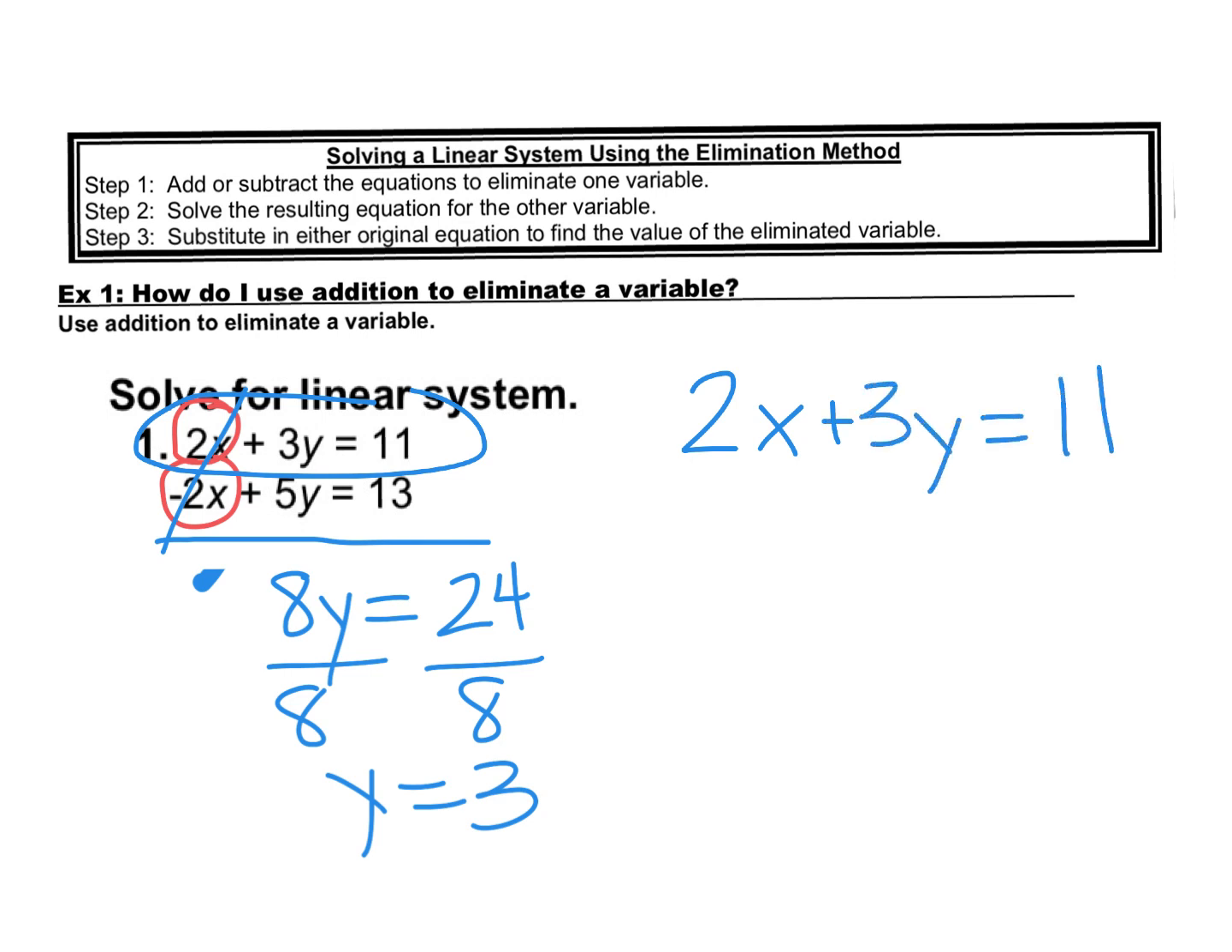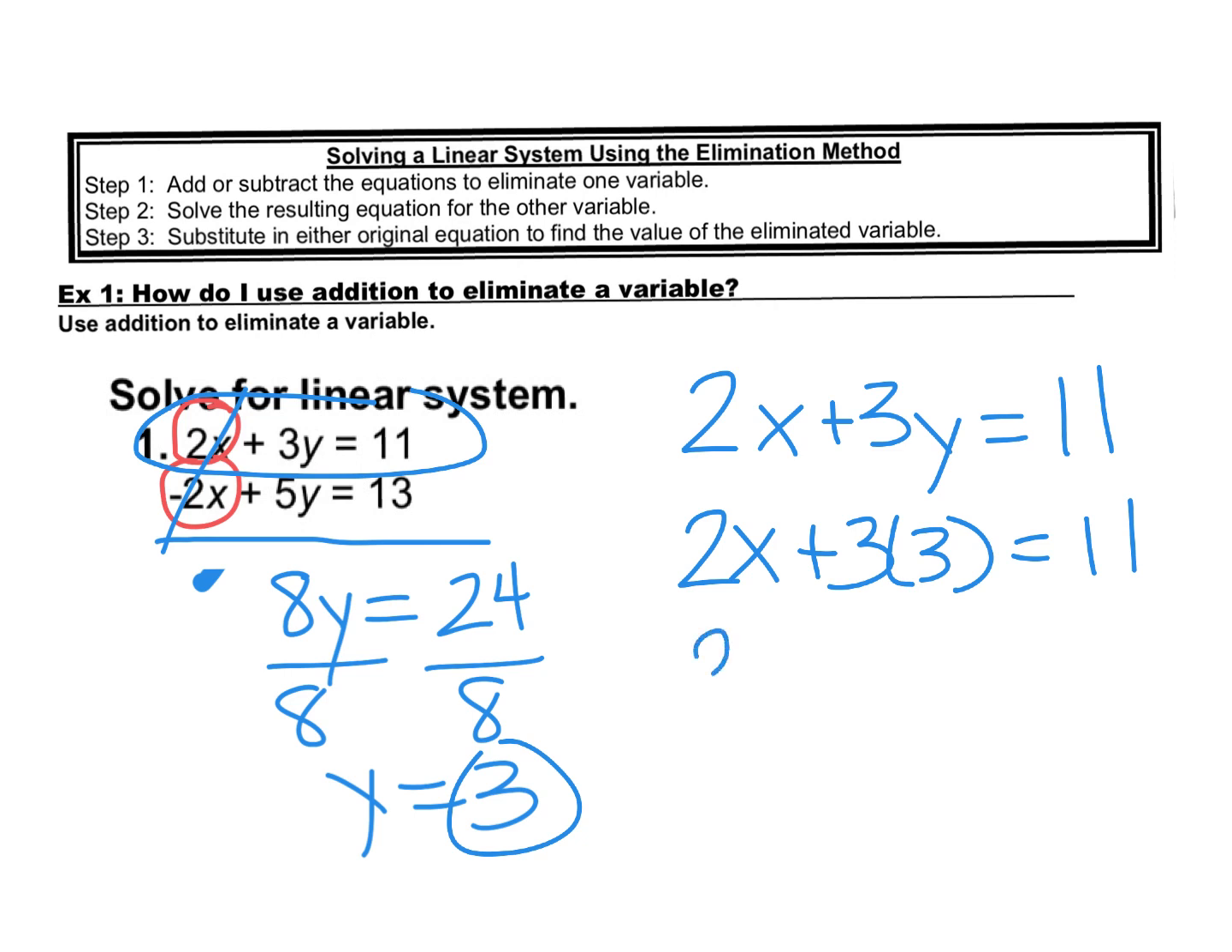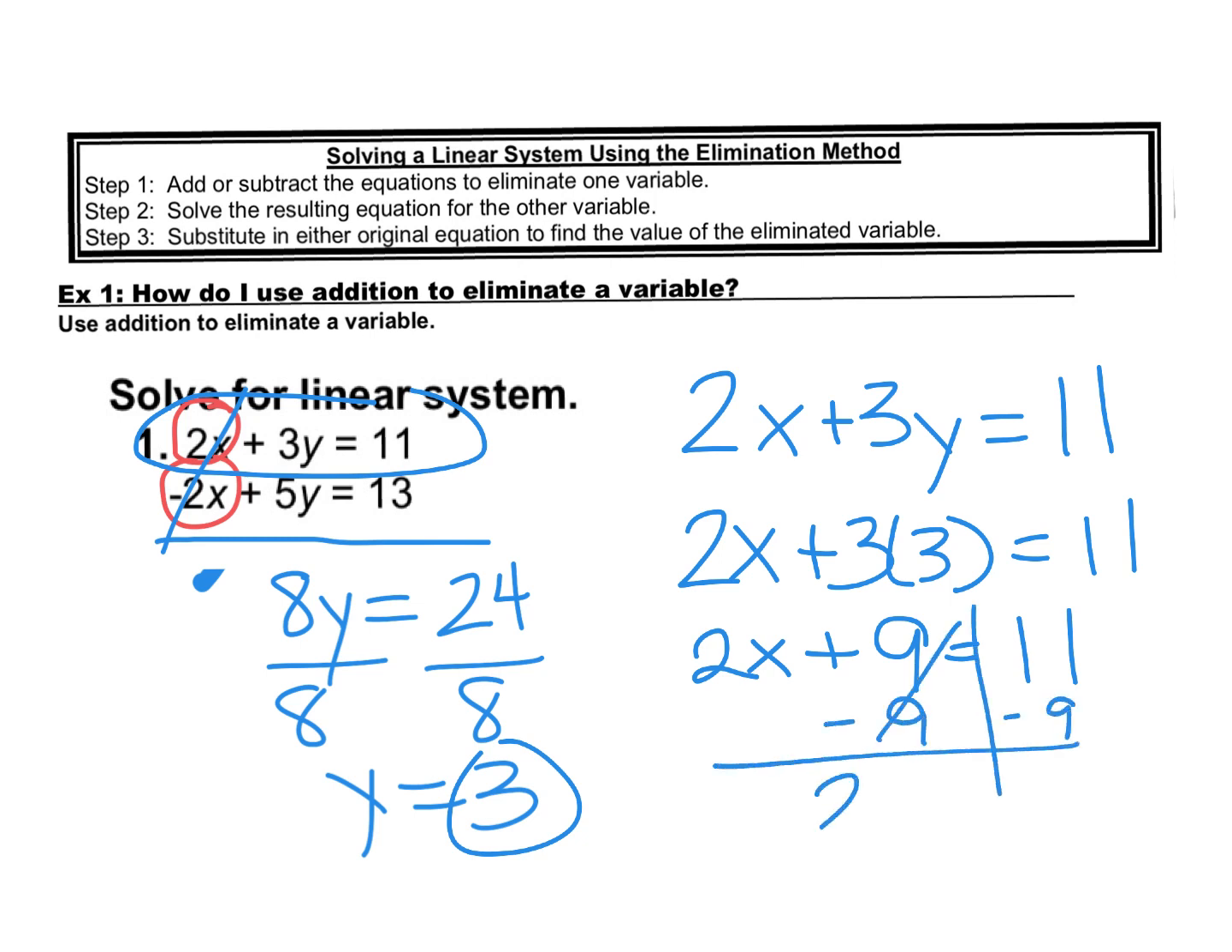So what I'm doing is I'm going to say that y is equal to 3, and then I'll be solving for the x. So I'll take 2x plus 3 times 3 is equal to 11. So I have 2x plus 9 is equal to 11. I'm just going to continue solving, minus 9, and then I have 2x is equal to 2. Then I'm dividing by 2, so we know that x is equal to 1.